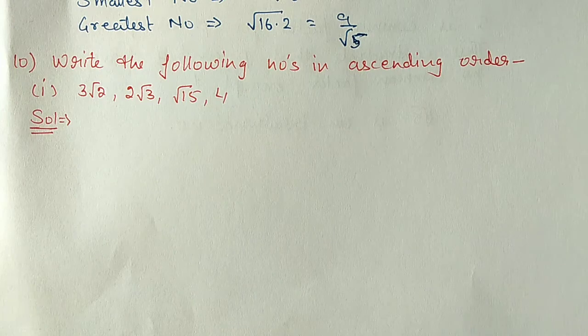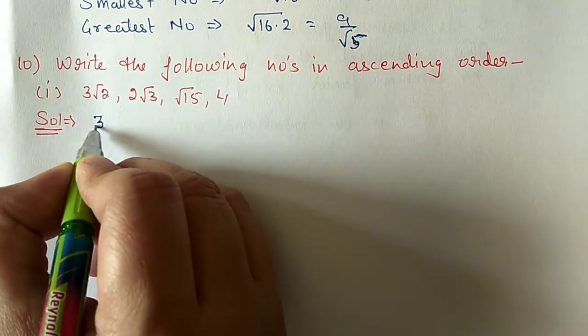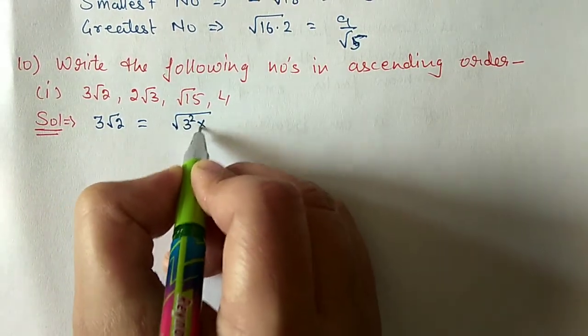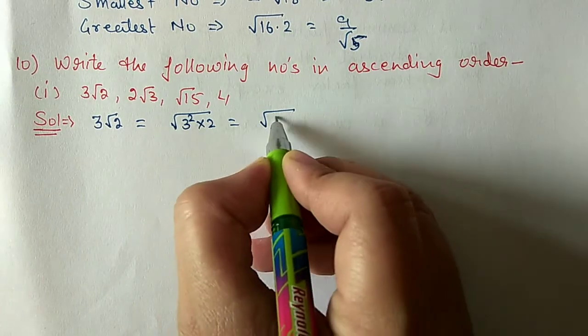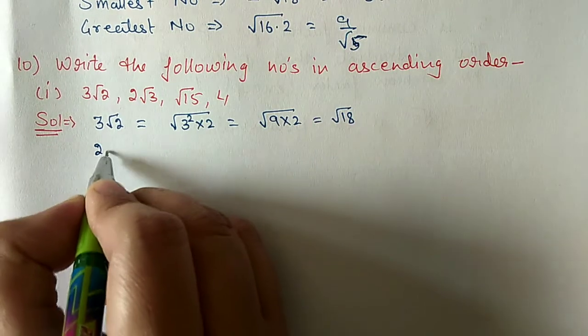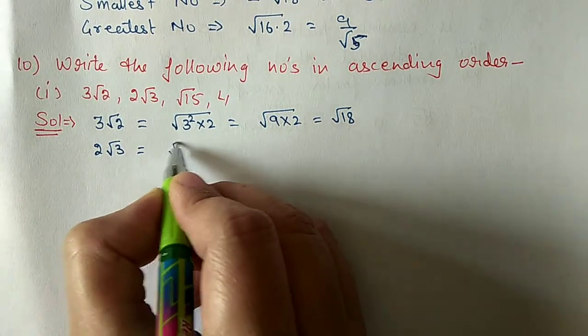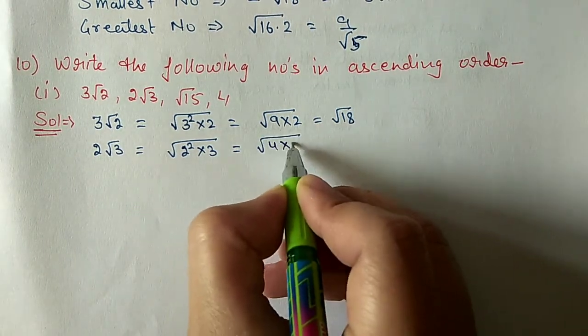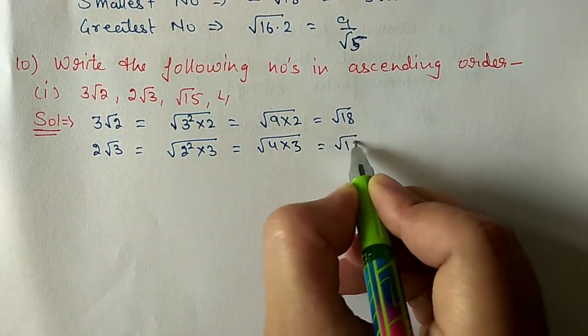Next, question number 10: write the following numbers in ascending order. Ascending means from small to big, in that order we have to arrange these numbers. So first of all, we will change all these numbers into the same format as we did in the first question. 3 root 2 we can change to root of 3 square into 2. So 3 square is 9 into 2 means root of 18. Then the second number we have is 2 root 3, which we can write as 2 square into 3, and 2 square is 4 into 3 means 12, root of 12.